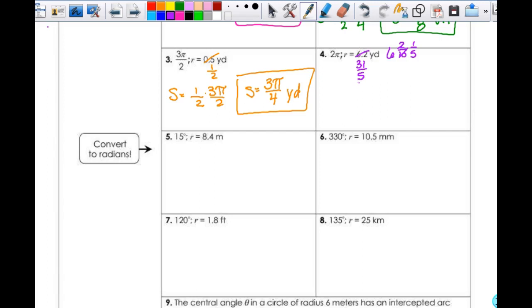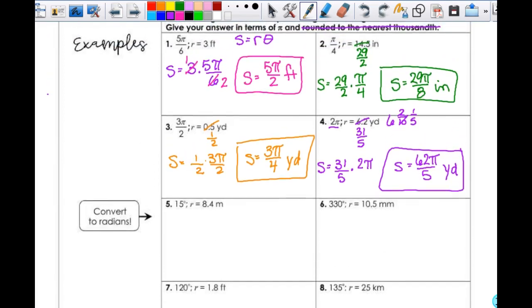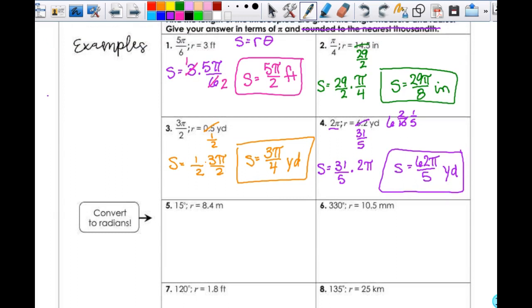Reduce before you multiply always. So I have my theta. I have this. So S is equal to the radius, which is 31 over 5, times theta, which is 2 pi. Can I reduce anything? No. So this becomes 62 pi over 5. And it's yards also. How does this arc length differ than the other 3? Look at your theta.